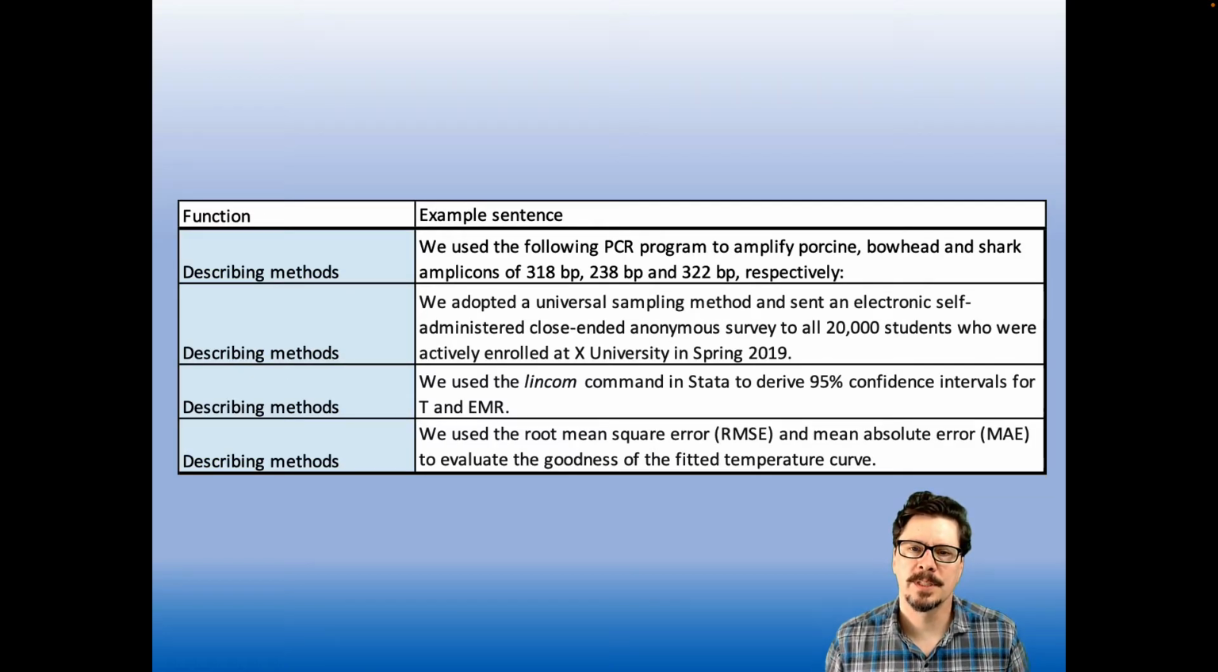Let's look at some examples of describing methods. "We used the following PCR program to amplify porcine, bowhead, and shark amplicons of 318 base pairs, 238 base pairs, and 322 base pairs, respectively." And the sentence goes on. "We adopted a universal sampling method and sent an electronic self-administered closed-end anonymous survey to all 20,000 students who were actively enrolled at X University in spring 2019." The third example is, "We used the lincom command in Stata to derive 95% confidence intervals for T and EMR, and we used the root mean square error and mean absolute error to evaluate goodness of the fitted temperature curve."